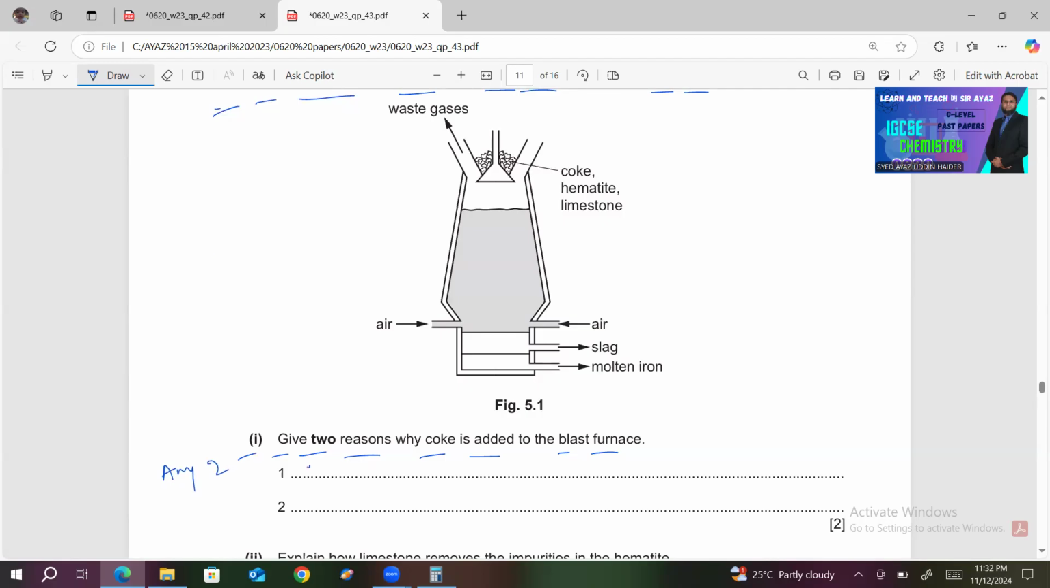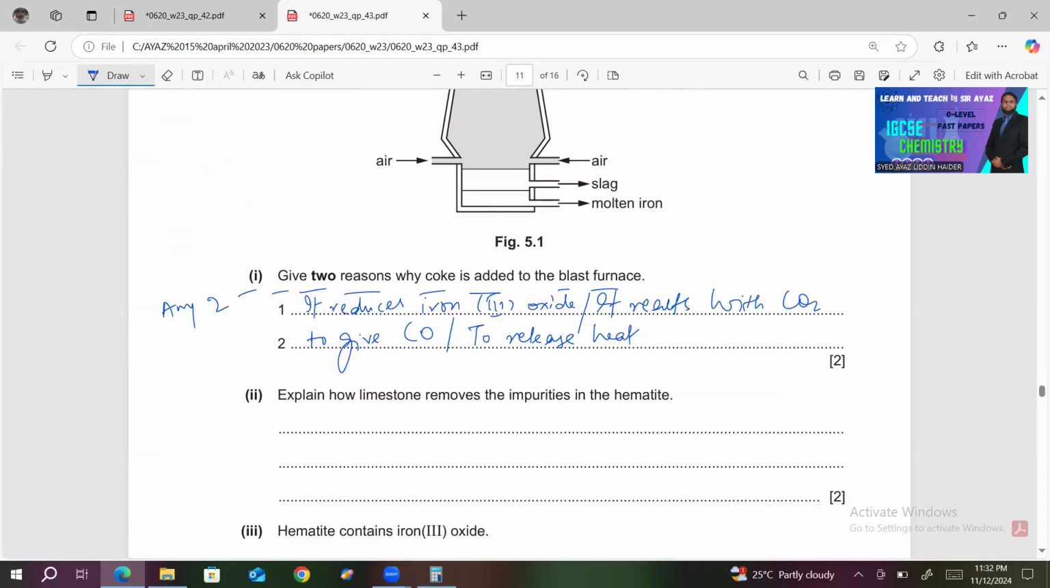Like reduces iron(III) oxide, reacts with CO2 to give CO, carbon monoxide, or to release heat.